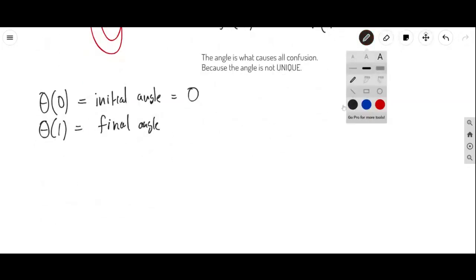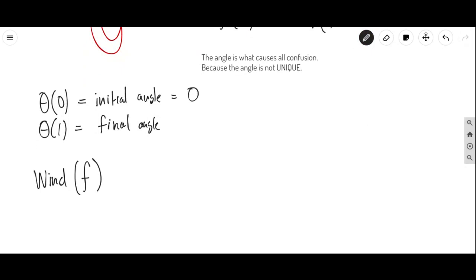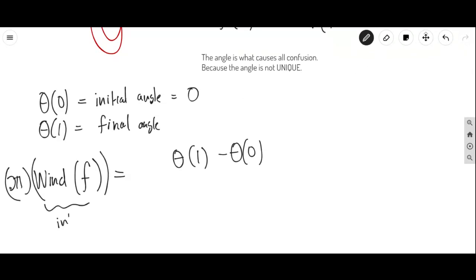And then the way you find the winding number around your loop is you take theta of 1 minus theta of 0. So this is the total change in the angle that occurs. So it's the angle that you start at, in this case, 0. Theta of 1, that's the angle that you finish at. And this is some multiple of 2 pi, right? So if you do theta of 1 minus theta of 0, that's going to be some multiple of 2 pi. So it's going to be 2 pi times some integer.